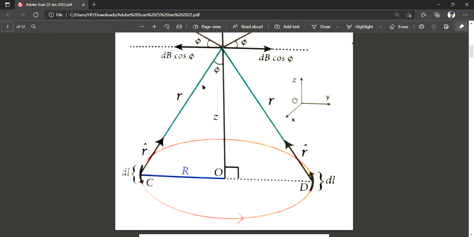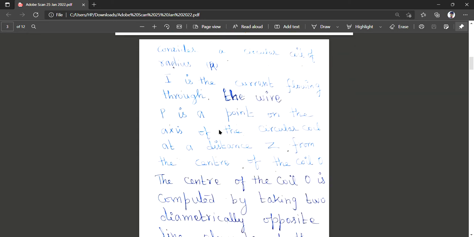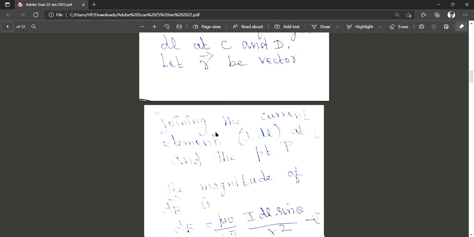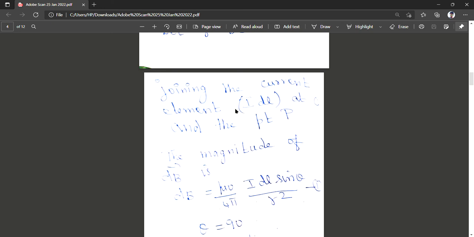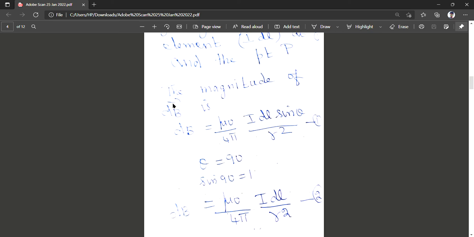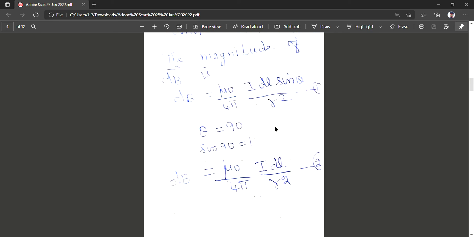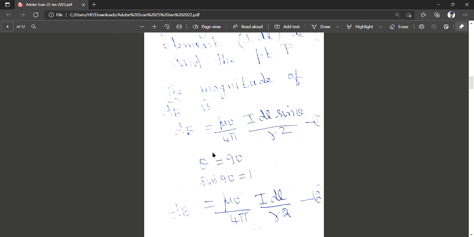Now we have to calculate the magnitude of the magnetic induction dB. dB equals mu naught by 4 pi I dl sin theta by r square. Substitute theta equal to 90 degrees. The value of sin 90 is 1. So you have to substitute in the above equation, sin 90 is 1. So you write dB equals mu naught by 4 pi I dl by r square.